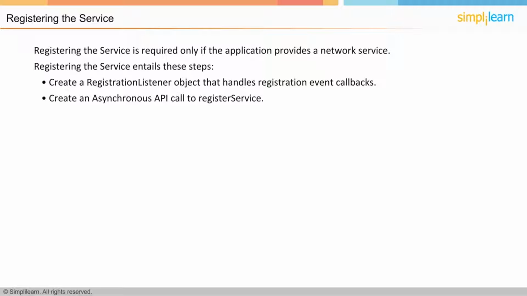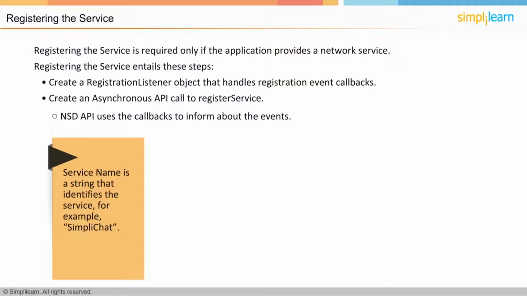The first step is to create a registration listener object that handles the registration event callbacks. NSD API uses the callbacks in this interface to inform the application about the success or failure of registration or unregistration events. The service name is a string which identifies the service. Applications on other devices detect our service by using this name. For example, Simply Chat is a service name that provides a chat service. This name must be unique on the network.